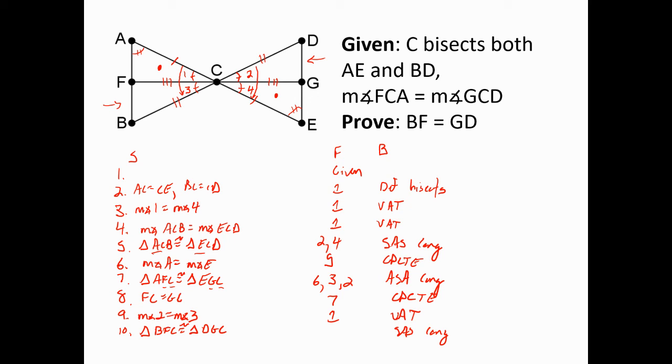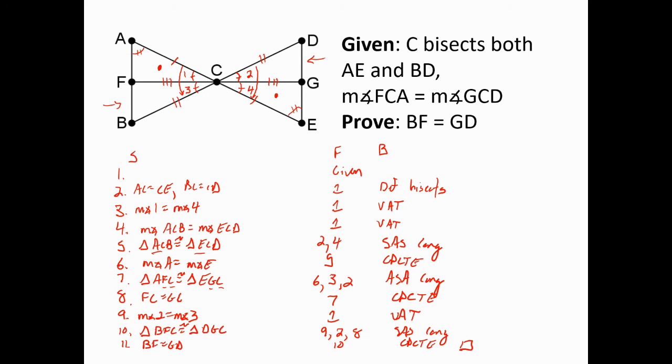Okay. And then let's see, what does that follow from? Well, we needed the measure of 2 equal the measure of 3. That is the A in side angle side. We needed BC equals CD. That comes all the way back on line number 2. And we needed FC is equal to GC. That comes back on line number 8. And then once that is the case, we can say that BF is equal to GD by CPCTE. And the proof is complete. So that's kind of a hard one.